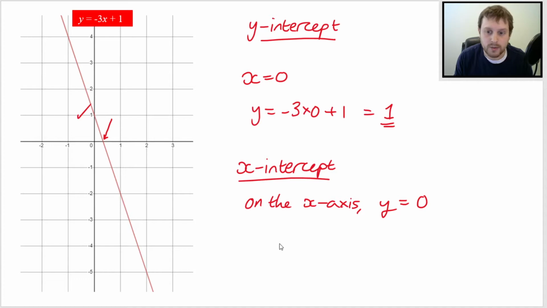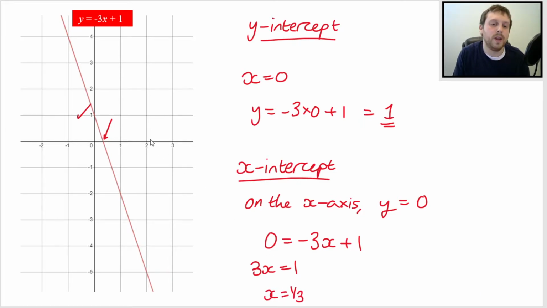So y is 0. So 0 equals minus 3x add 1. I'm just directly substituting it into here. So in this situation, I will probably add 3x to both sides to get started, so I don't have any negatives anymore. And then I divide by 3 to get x is a third. So this number here is actually 1/3. It also kind of looks like it, but we've also shown it for sure.